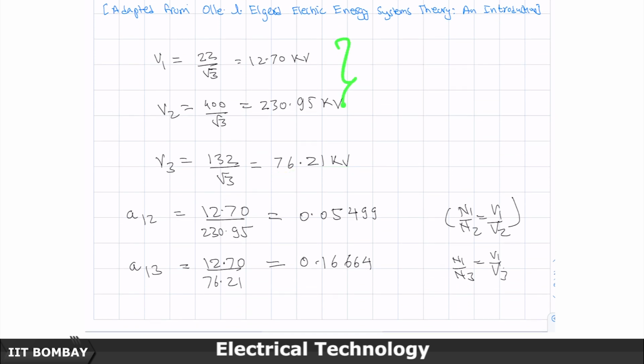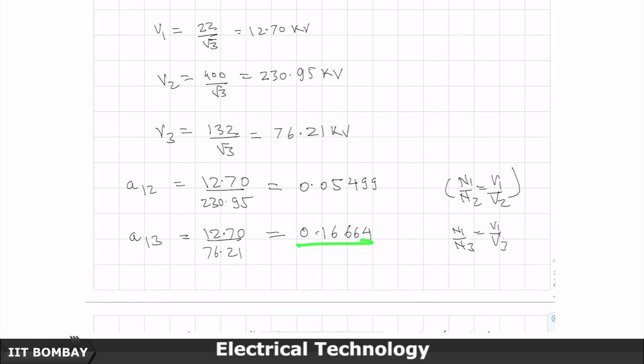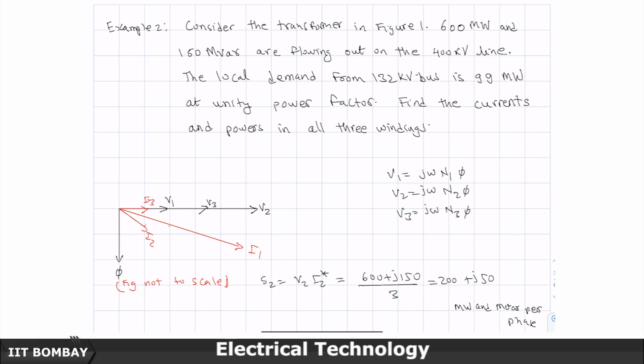So, primary to secondary A12 is going to be the ratio of 12.70 to 230.95, which is 0.05499. N1 by N2 is equal to V1 by V2, and the turns ratio A13 is similarly V1 by V3 phase to neutral, N1 by N3 is equal to V1 by V3. So, these are the required transformation ratios. This is going to be 0.16664. So, let us continue the example.